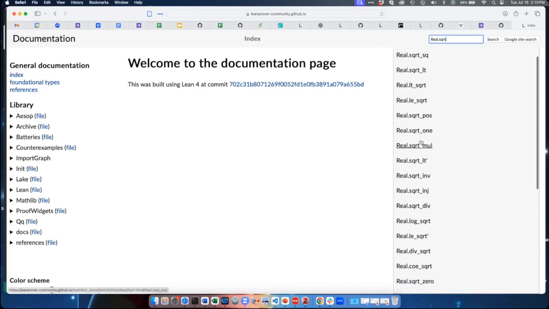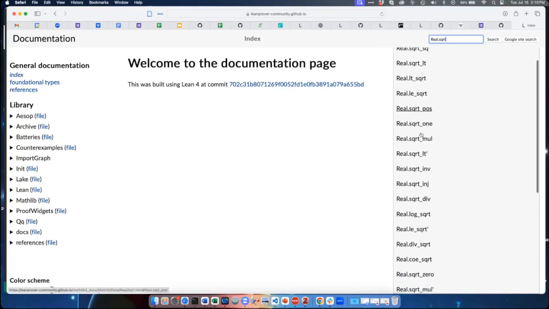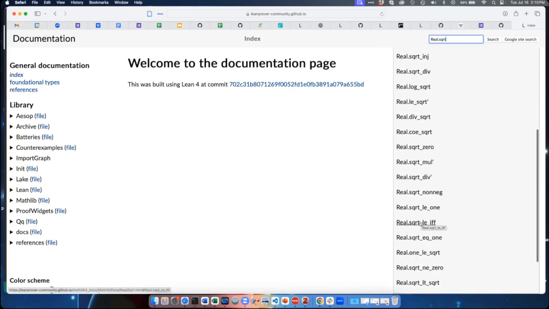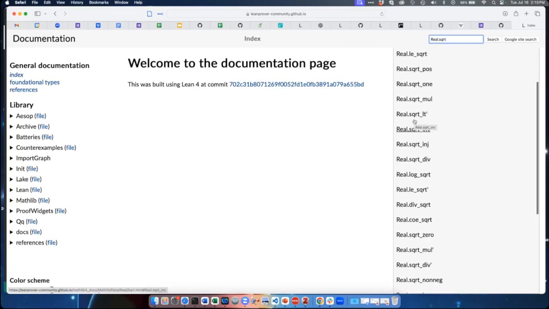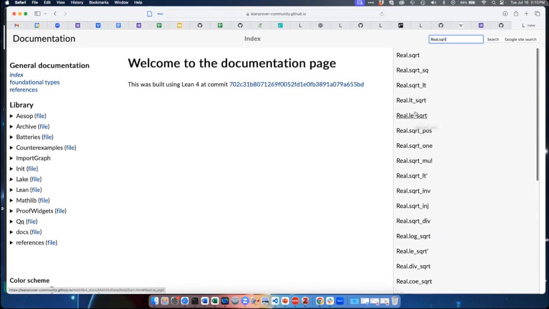So it's Real.sqrt. Here it is. Okay, I had to scroll down a bit to find it. But it's definitely not involving division. It definitely doesn't involve non-negativity or square root inverse. Okay, so I can skip some of these before I look, but maybe I want to look at le_sqrt first. Maybe look at that one first.